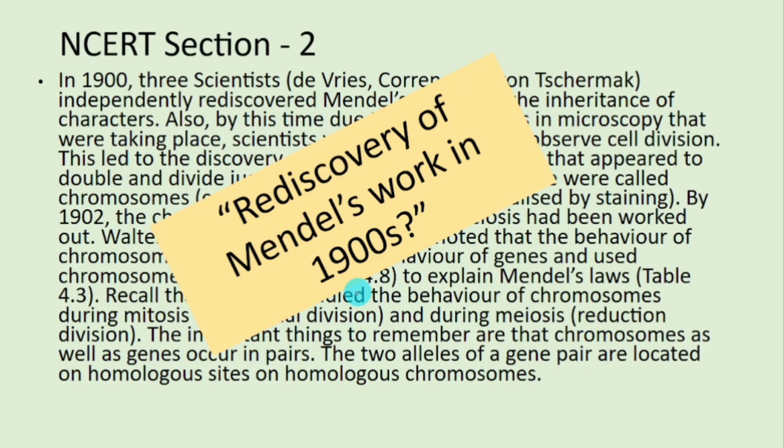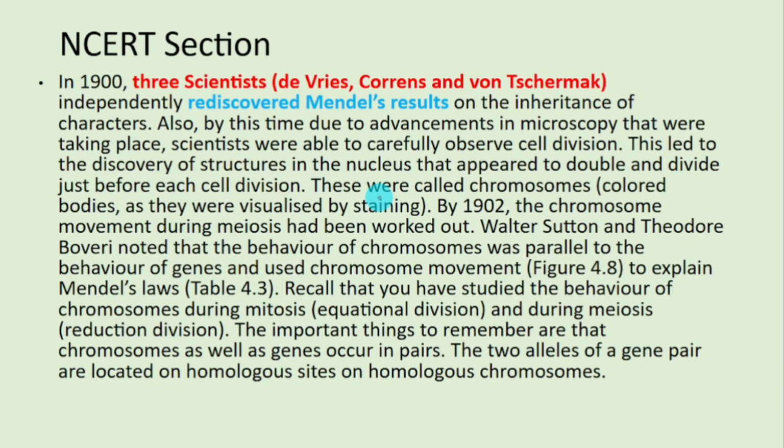So now the next obvious question is what happened in 1900 and how his work was rediscovered? So see, three different scientists. These names are very important. De Vries, Correns, and von Tschermak. These were three different independent scientists, and they rediscovered Mendel's result on the inheritance of characters.